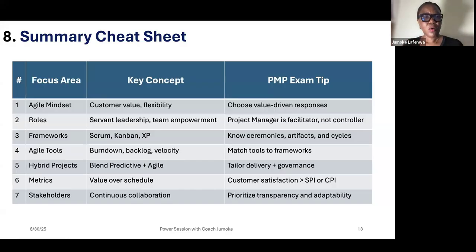Two, roles as focus area. For adaptive and hybrid, the key concept for roles is that the team members, the project manager, the scrum master, must lead through a servant leadership style. And the team members are empowered. That's why they are self-organizing. Okay, so that's the key concept when it comes to roles. Servant leadership: you model the leadership traits you want to see, and you serve your customers.